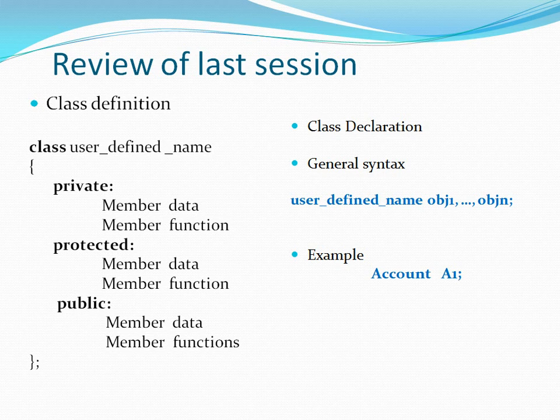All the data inside the class is secured by using the access specifiers. There are three access specifiers: one is private, next one protected or public. So that I'll explain later. Then what we studied last session is class declaration.